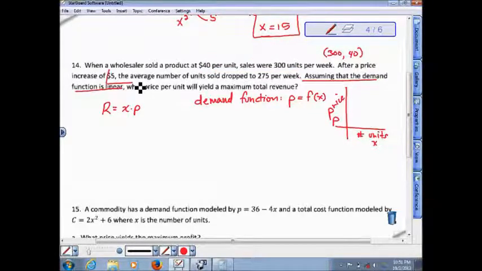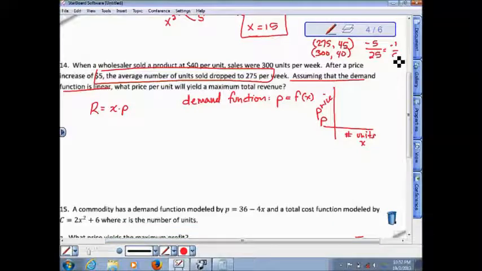If we try to form this statement into an ordered pair, the price went up $5, that's a price of $45, and they only sold 275 units, so that's 275 comma 45. Now, the slope between these two points is the change in y, which is, if we call this y2 and this one y1, the change in y is -5, divided by the change in x. 300 minus 275 is 25, so that yields a slope of -1/5.